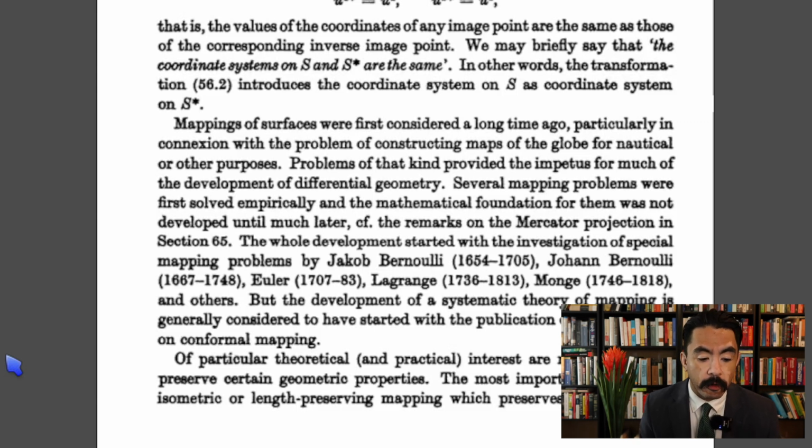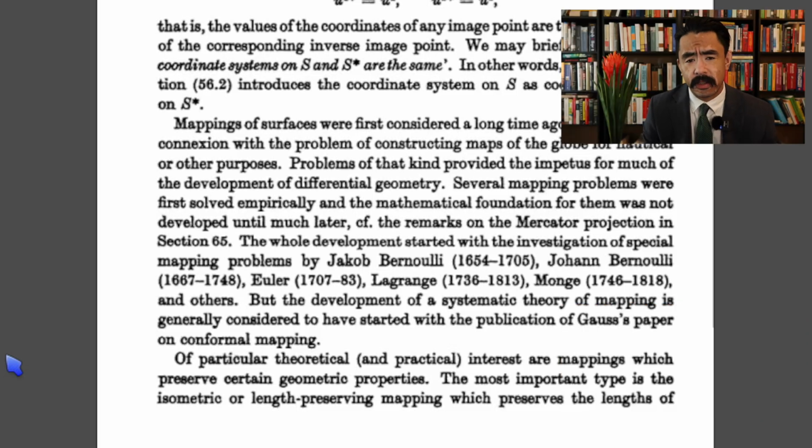Problems of that kind provided the impetus for much of the development of differential geometry. Several mapping problems were first solved empirically, and the mathematical foundation for them was not developed until much later, for which refer to the remarks on the Mercator projection in section 65. The whole development started with the investigation of special mapping problems by Jacob Bernoulli, who lived from 1654 to 1705, Johann Bernoulli, who lived from 1667 to 1748, Leonhard Euler, who lived from 1707 to 1783, Joseph Louis Lagrange, who lived from 1736 to 1813, and Gaspard Monge, who lived from 1746 to 1818, and others.